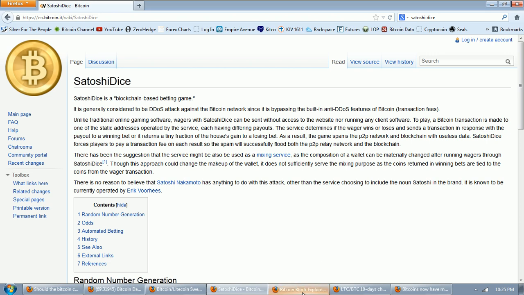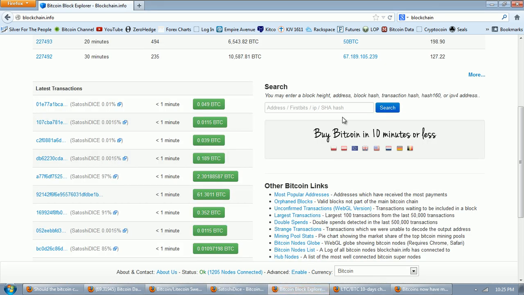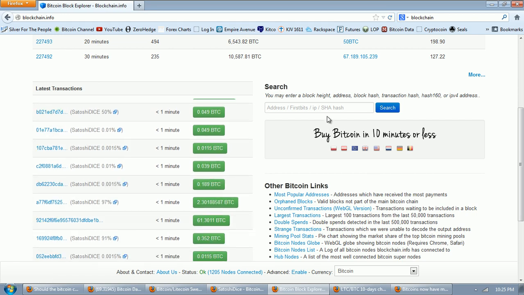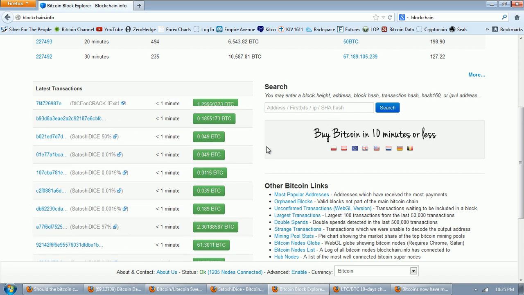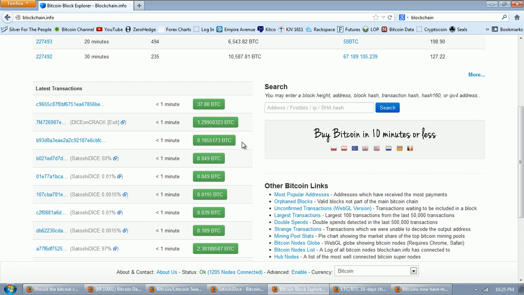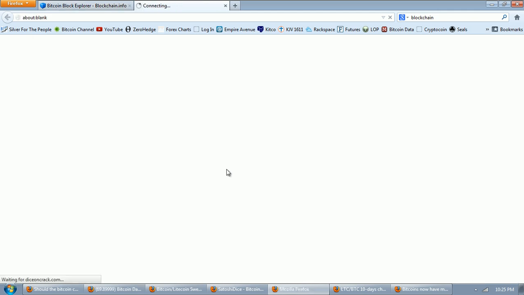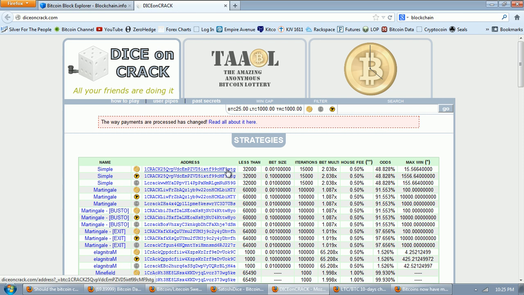Now let's go over to the blockchain. You can go here to blockchain.info and you can see the transactions coming through. Here's the latest transactions, and you can see the number of these that are Satoshi Dice. Now in the green here you have the number. Here's one called Dice on Crack. I've never seen that before. Let's see if that's a Satoshi Dice competitor. And yeah, it looks like some kind of lottery thing for Bitcoin.